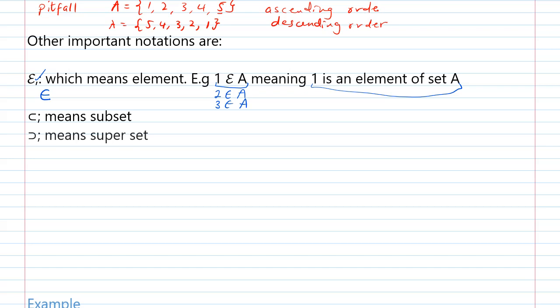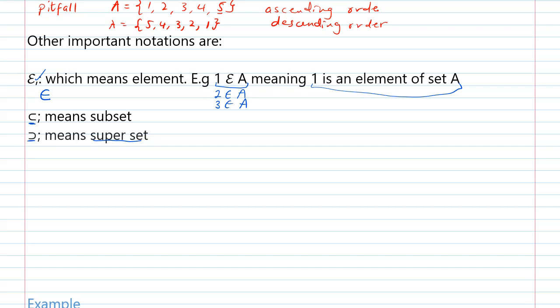The next set notation that we have is the subset. This is known as the subset. It's like a U that is inverted and facing to the right. While the superset is also like a U, but it faces towards the left.